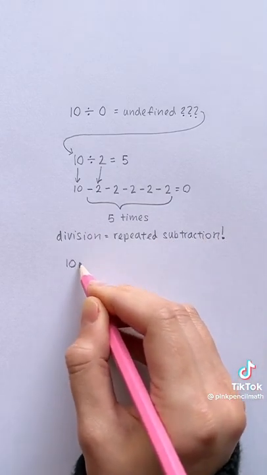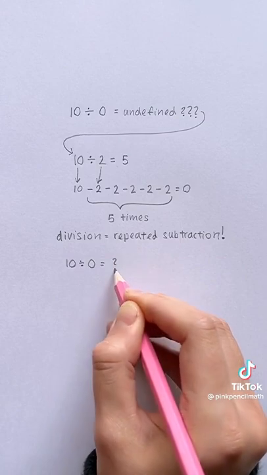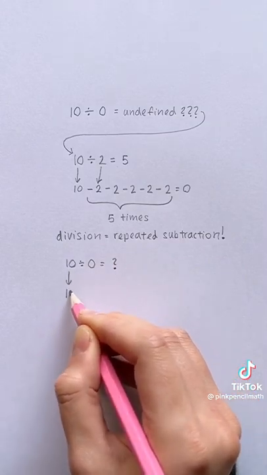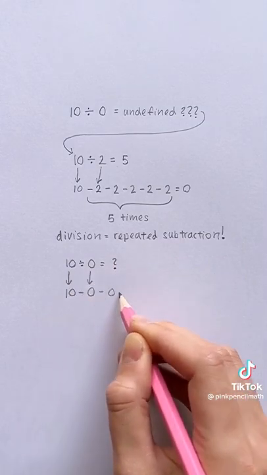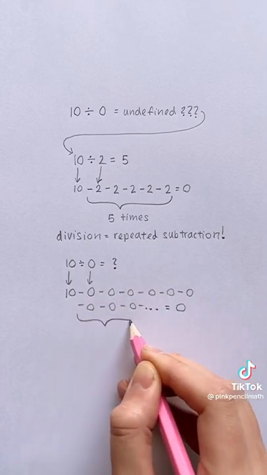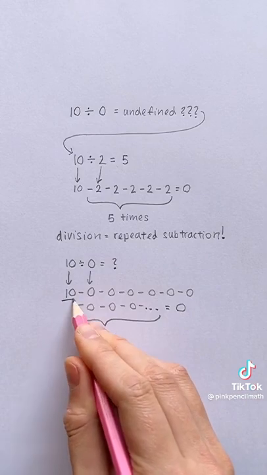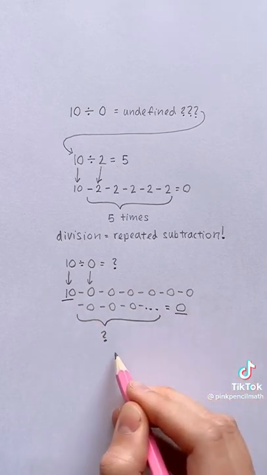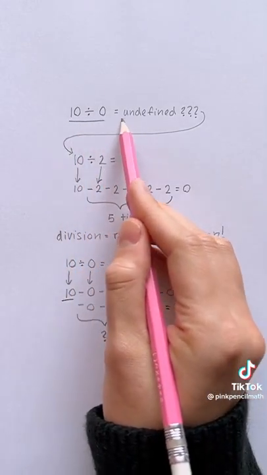Beautiful. So if we have 10 divided by 0, what do you think will happen this time? Well, let's take this 10 and then take this 0 and keep minusing 0 all the way down till we reach 0. But no matter how many times you minus 0, that 10 is never going to reach 0. And that's why 10 divided by 0 is equal to undefined.